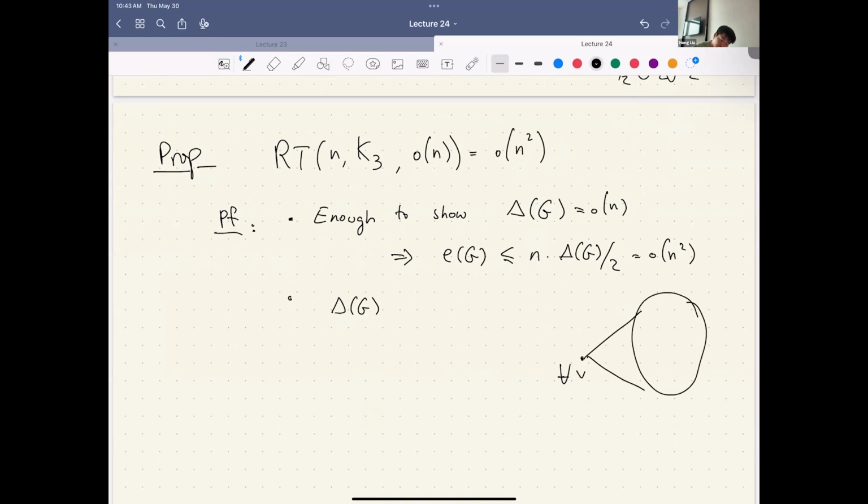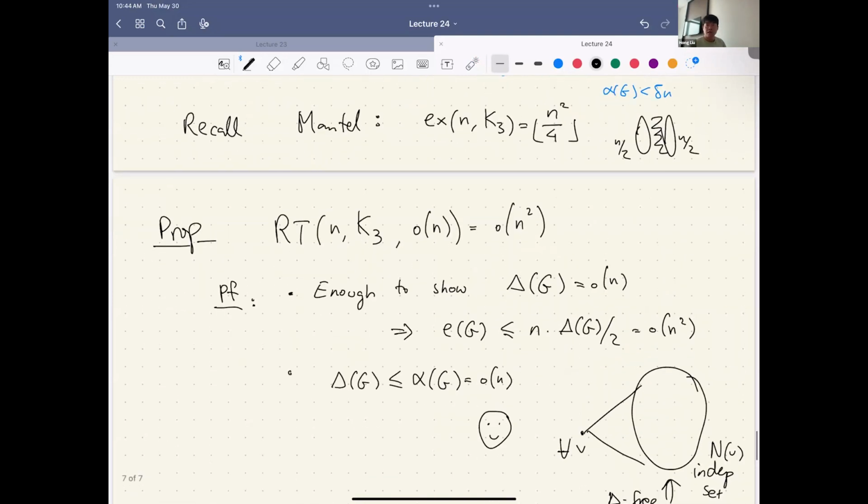Its neighborhood, remember the graph is triangle free. We forbid the triangle, meaning that the neighborhood of v is an independent set. Any edge here will give you a triangle. But what do we know about independent sets? An independent set must be of sublinear size, little o(n). So the maximum degree is at most the independence number, which is little o(n). And we are happy. So the triangle case is easy.